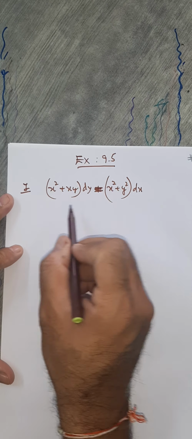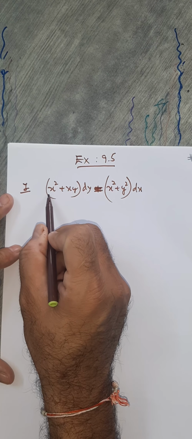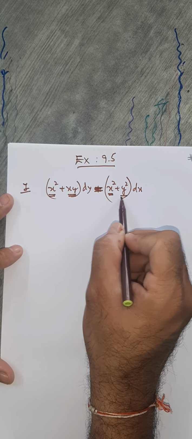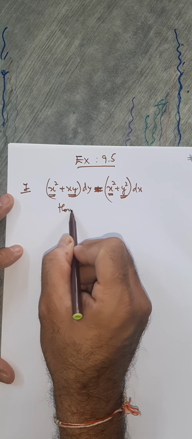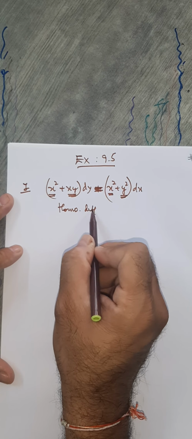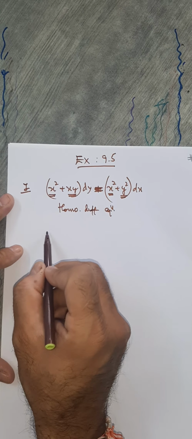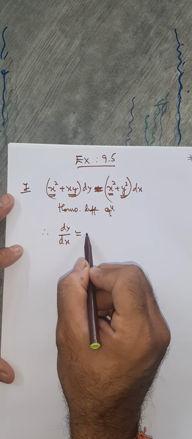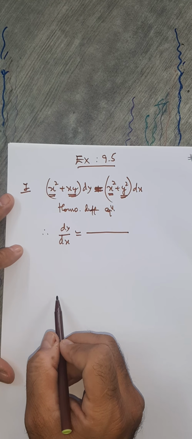Have you noticed that this is a homogeneous differential equation? See here, degree 2, here degree 2, here degree 2, here degree 2. So if you want, you can write it is a homogeneous differential equation. What is the first step? Get the dy by dx, as I told you. dy by dx equals to something.